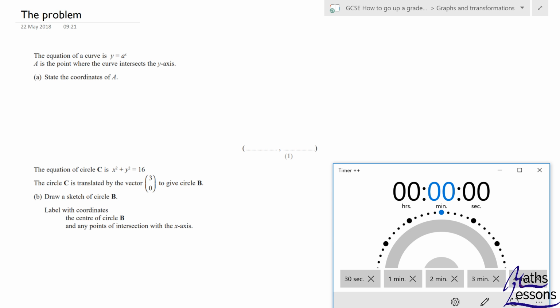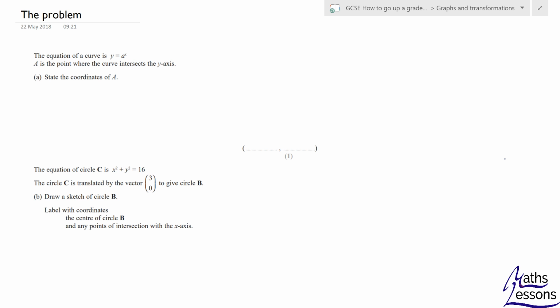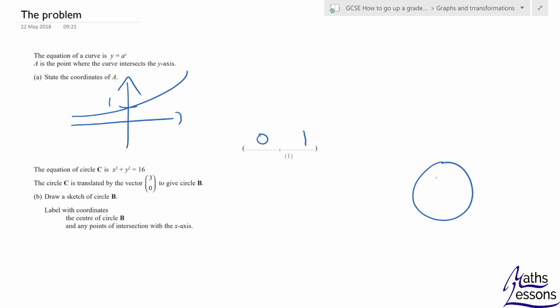Right, sorry, let's have a look at this question. So we know that a graph of y equals a to the x always crosses at 1, so the coordinates of that point are (0, 1). The equation of the circle x squared plus y squared equals 16 will normally be a circle with radius 4. Now if we translate it with vector (3, 0), that means we're going to go 3 that way. So this point is 7 and this point is minus 1.